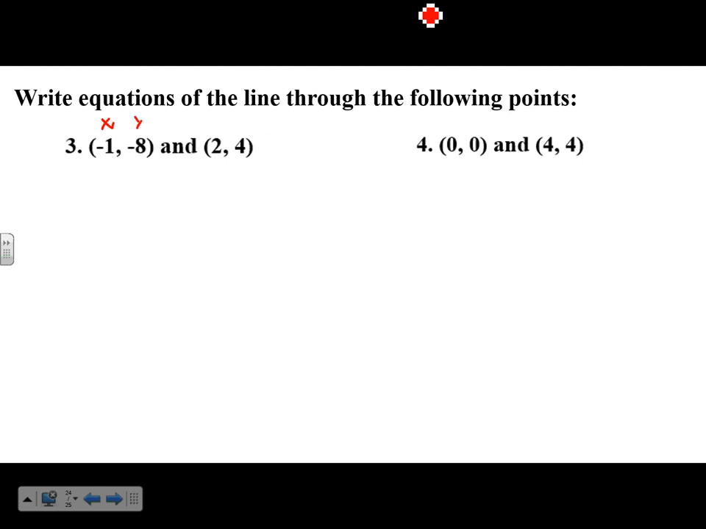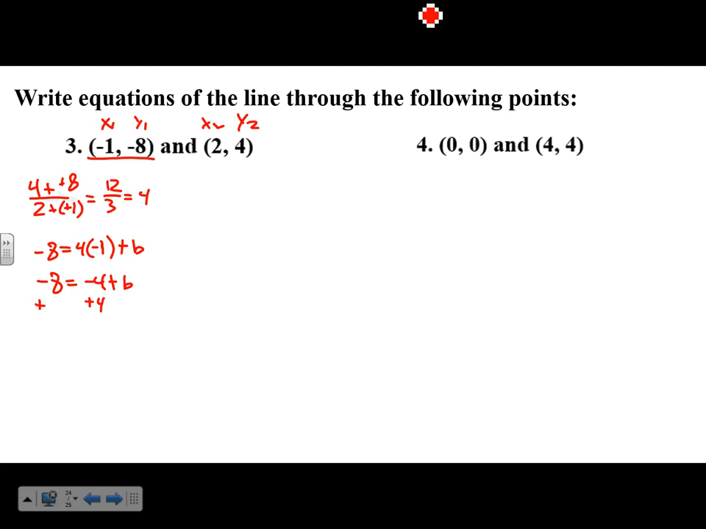X1, Y1, X2, Y2. 4 minus negative 8 over 2 minus negative 1. That's 12 over 3, which is 4. So again, if you do it with the slope-intercept way, if you use this method, negative 8 is equal to 4 times negative 1 plus b. Negative 8 is equal to negative 4 plus b, add 4, add 4. That ends up being negative 4 is equal to b, so y is equal to 4x minus 4.